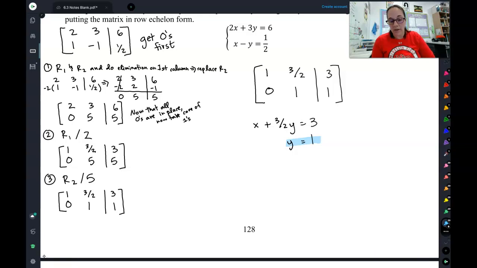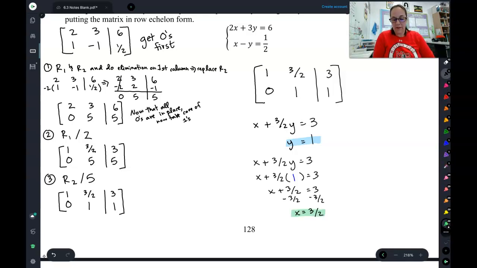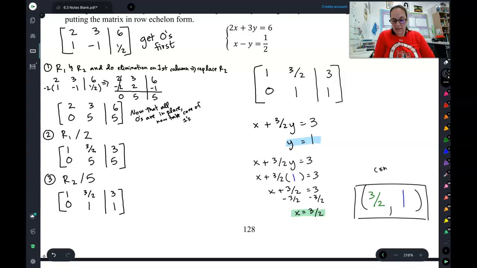Y is done. So now all I need to do is plug that y back into the first equation to solve for x. So this is x plus 3 halves equals 3, so x equals 3 minus 3 halves. I get x equals 3 halves, or 1.5. And you're done. You have your point. The point is 3 halves comma 1. It is a single solution, so this is a consistent independent system.